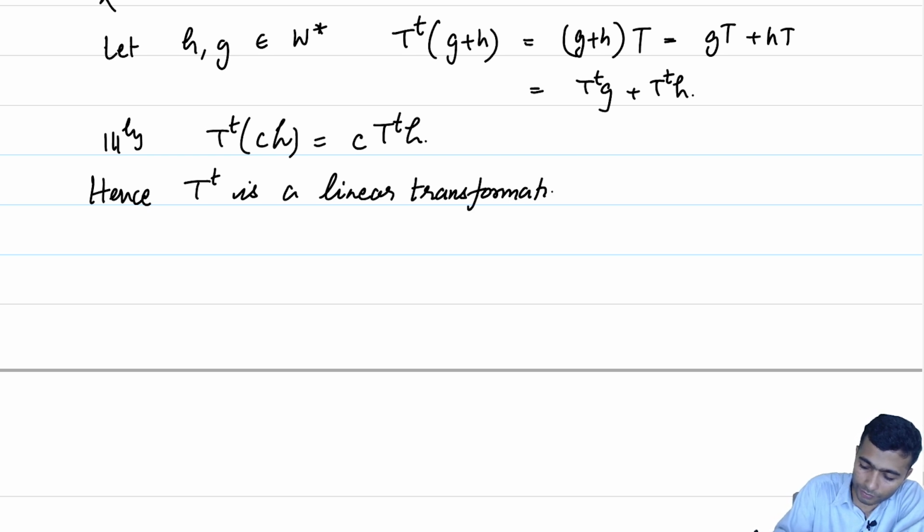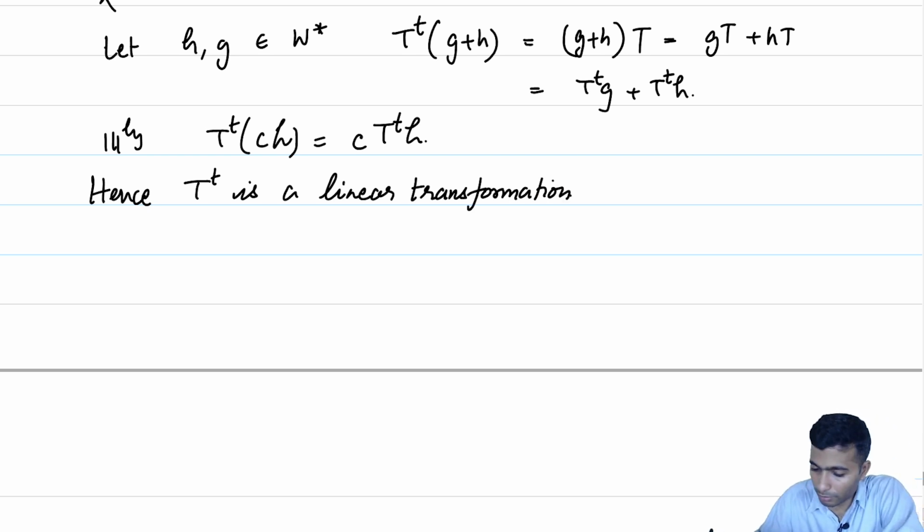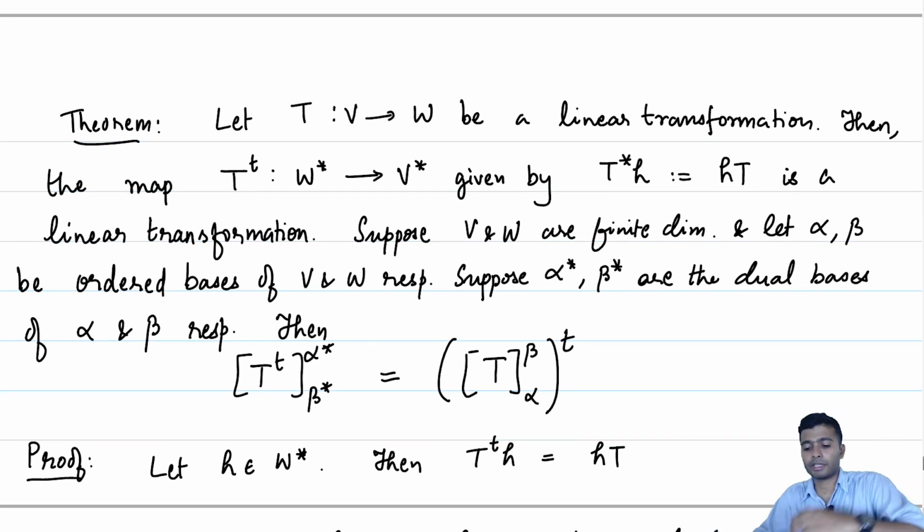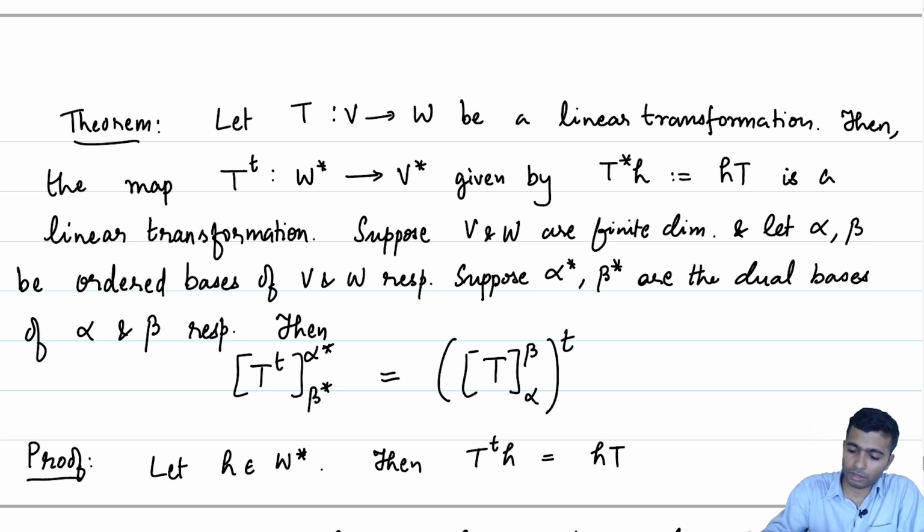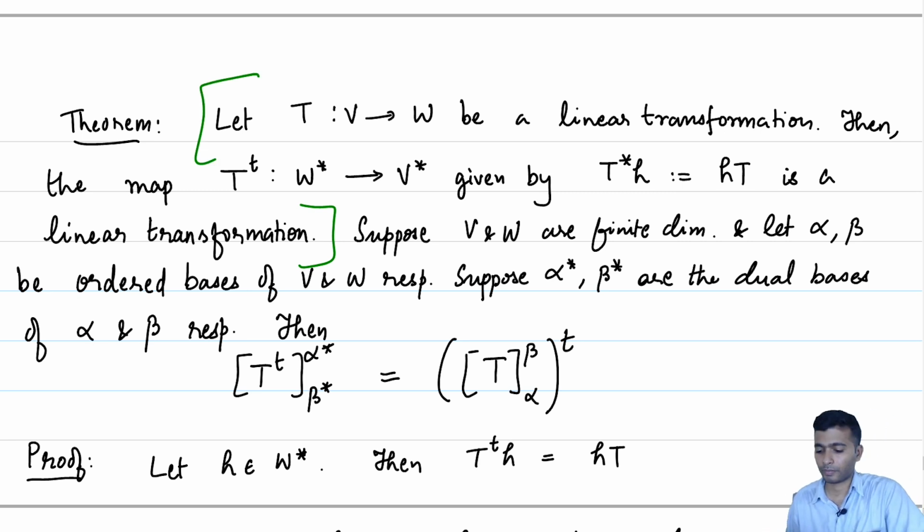Okay, so we have proved the first part of the theorem. Let me show you the statement of the theorem once to recall what we were proving. We were proving that given any linear transformation T from V to W, T transpose from W star to V star is a linear transformation. What we just showed was that T transpose indeed maps W star into V star, and further that it is a linear map, and therefore the first part has been proved.